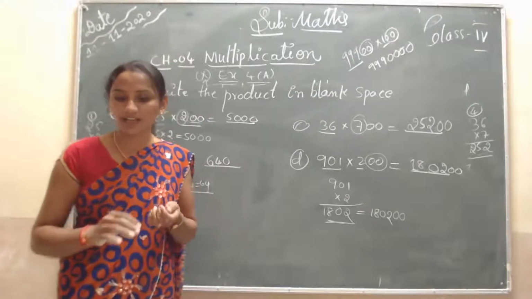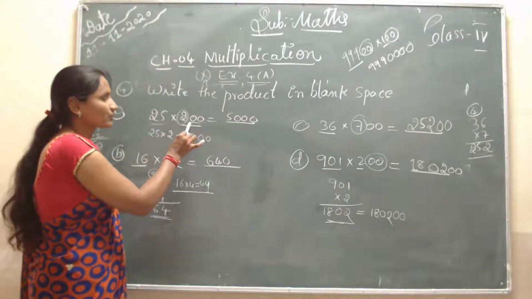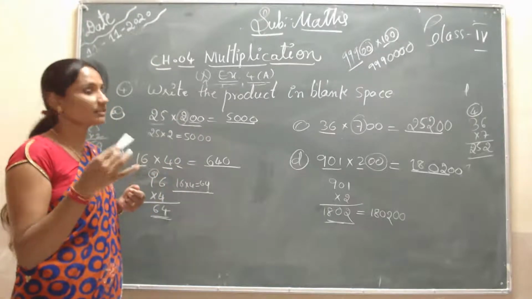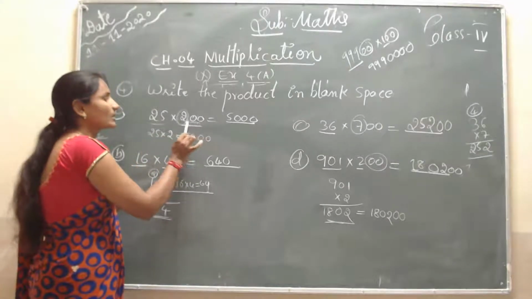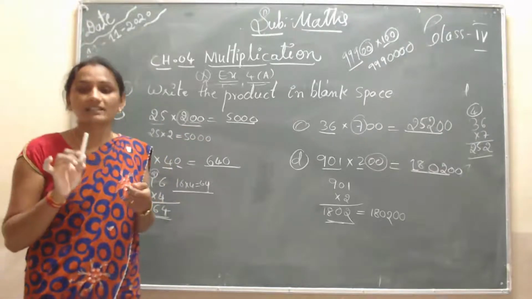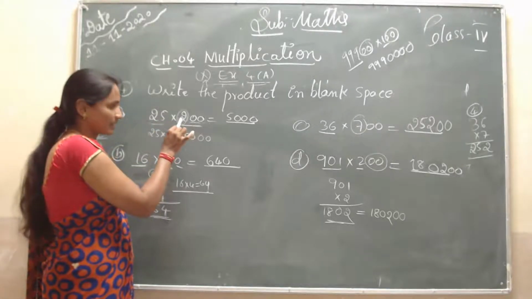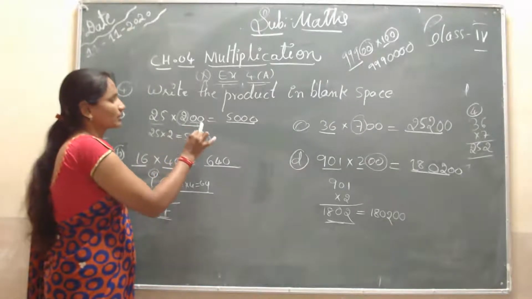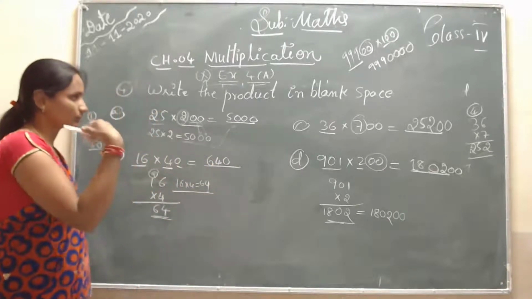Once again I will repeat the explanation, students. What is the first question? 25 into 200. If you don't use the common method of multiplication, it takes more time, so use techniques. Here this is 200, ones place and tens place; you take only the hundreds place, 2, because the zeros you don't take. So 25 into 2, what is the answer? 50. But again consider the two zeros, what is the total result? The product is 5,000.